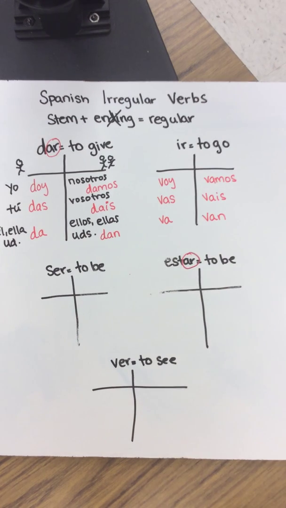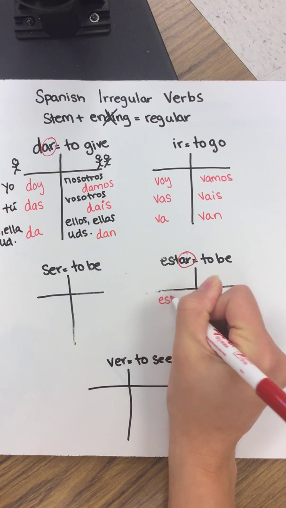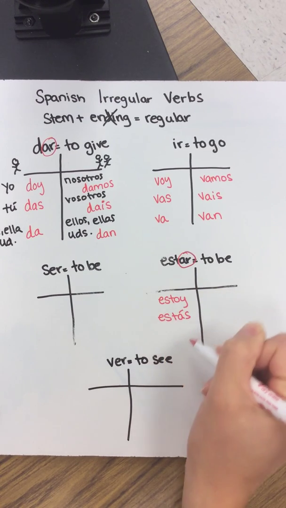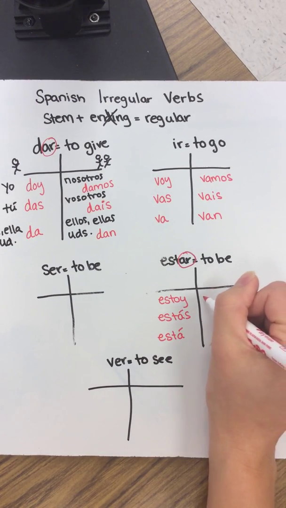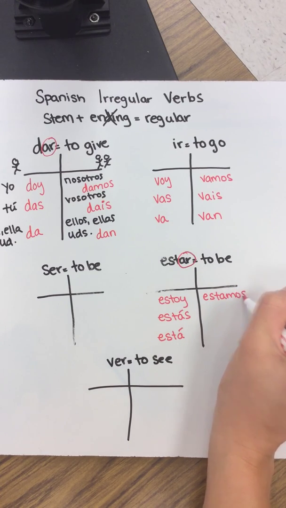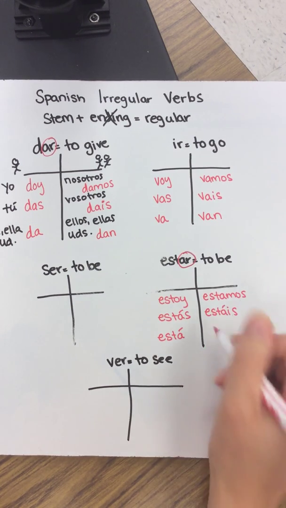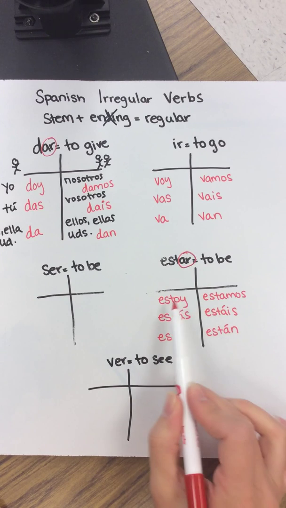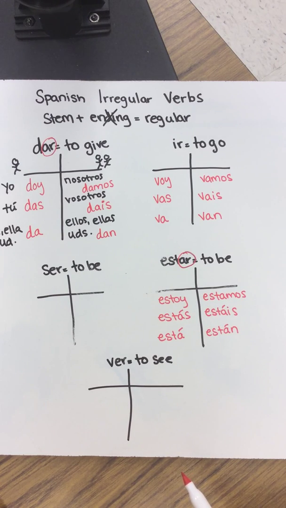Estar is an AR verb and it will be conjugated like an AR verb with the exception of the yo form. And you'll also notice that it has a plethora of accent marks. So yo, estoy, tú, estás, él, ella, usted, está, nosotros, estamos, vosotros, estáis, ellos, ellas, ustedes, están. So you'll notice that all the forms except the yo form, the first person singular, and the nosotros form, the first person plural, have an accent mark over the A.